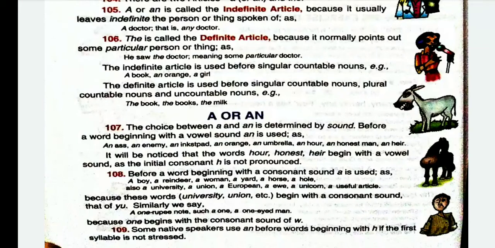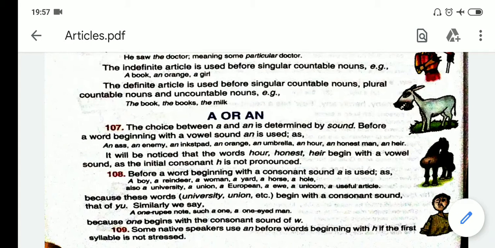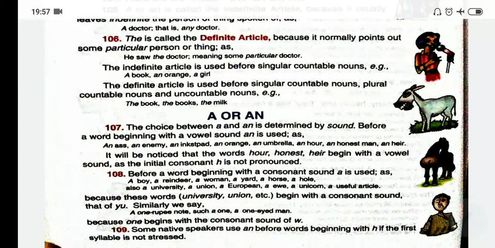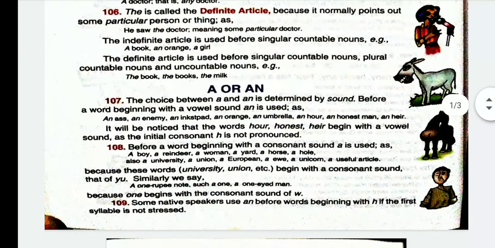There are vowels and there are consonants. You know what are vowels? A, E, I, O, U, and you know what are consonants. The rest of the alphabet are consonants. An ear, an heir. So H is silent, but it is giving the sound of a vowel. You will use an before it. It will be noticed that the words are honest. They have explained it. 108.